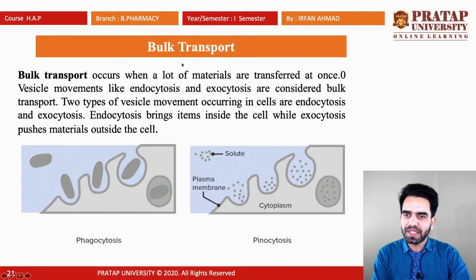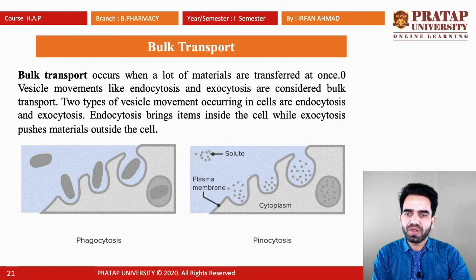One more type of transport is bulk transport. Now what does bulk transport mean? When a lot of materials are transported at once, at the same time, then that transport is called bulk transport. For example, vesicle movement, like endocytosis and exocytosis. These two transports are called bulk transports.